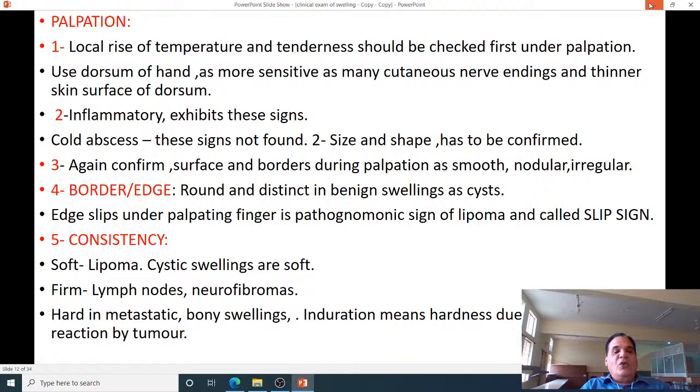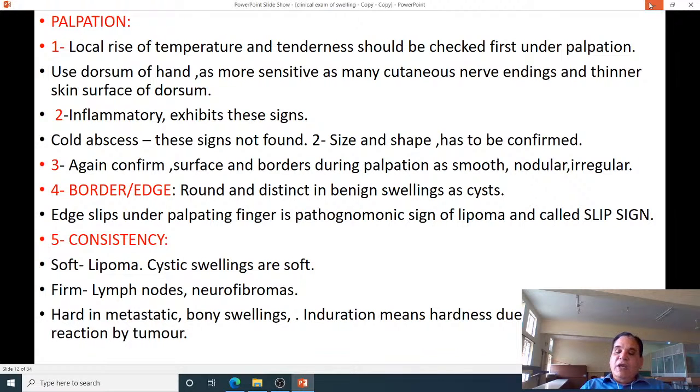Okay. Now inflammatory swelling, cold abscess: confirm the side and shape, again confirm the inspectory findings; they must be reconfirmed on palpation. Border or edge: now you have got a hand, you can palpate the border and try to define it. And what is the beautiful thing? The pathognomonic sign of lipoma is the slip sign. You must be able to demonstrate this.